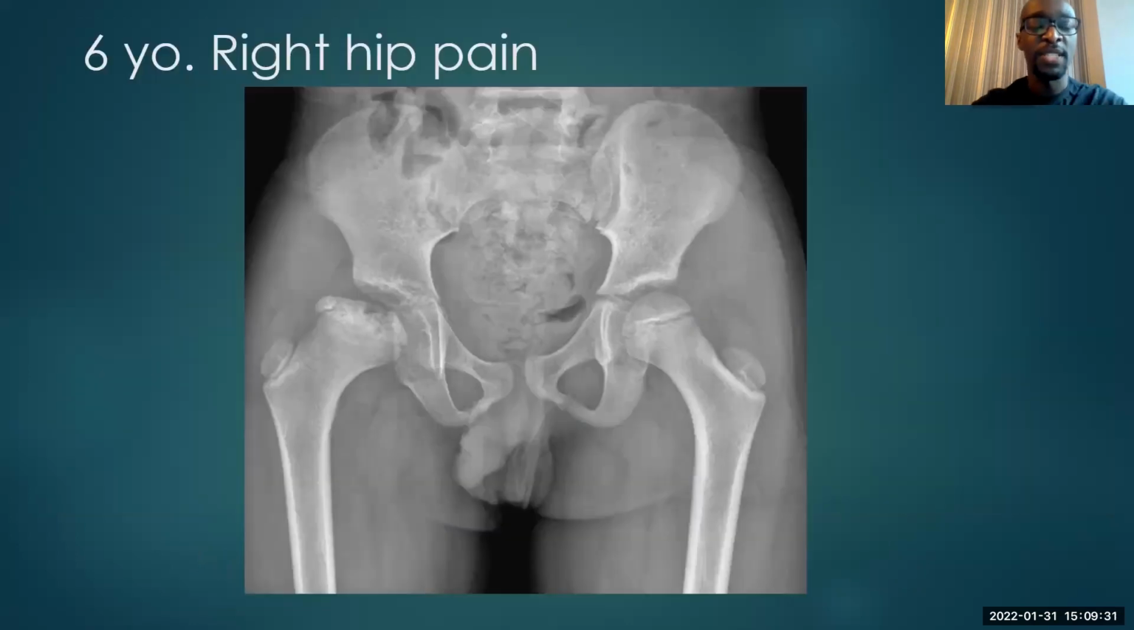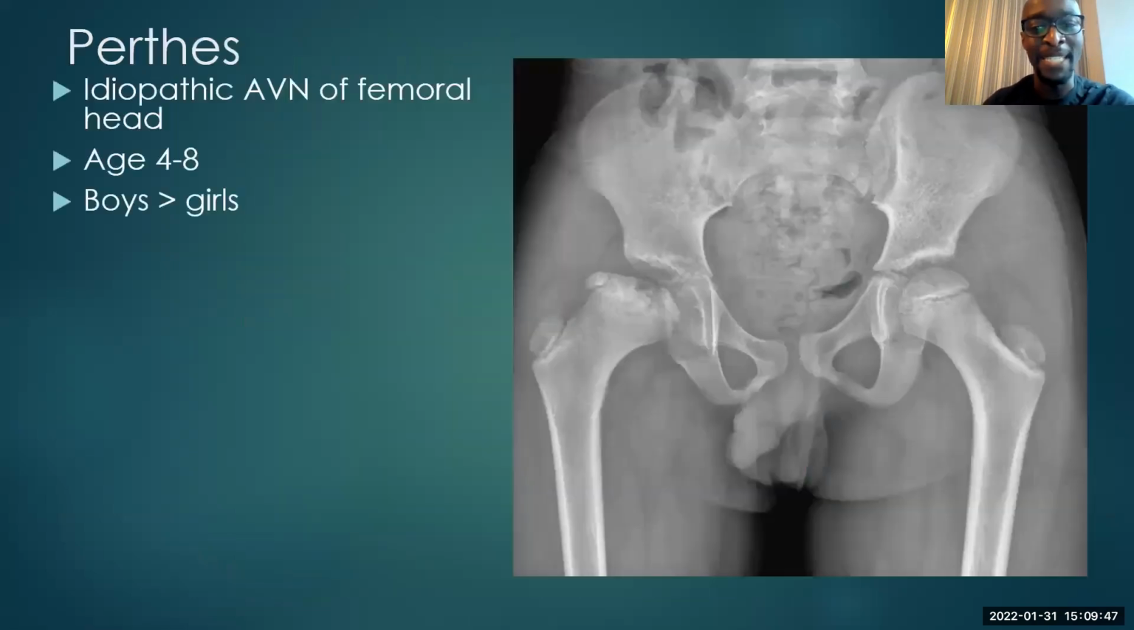So moving on, this is a slightly older child now. This is a 6-year-old kid who's got some hip pain on the right-hand side. And clearly this femoral head is looking very, very abnormal compared to the contralateral side. It's very flattened, it's sclerotic, it's fragmented. In this age group, roughly between 5 and 10 is the top end, but certainly between 4 and 8, we're going to call this Perthes disease, which is idiopathic.